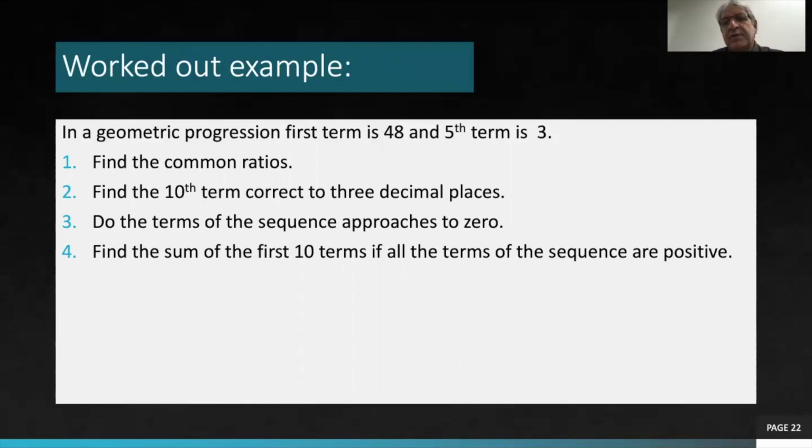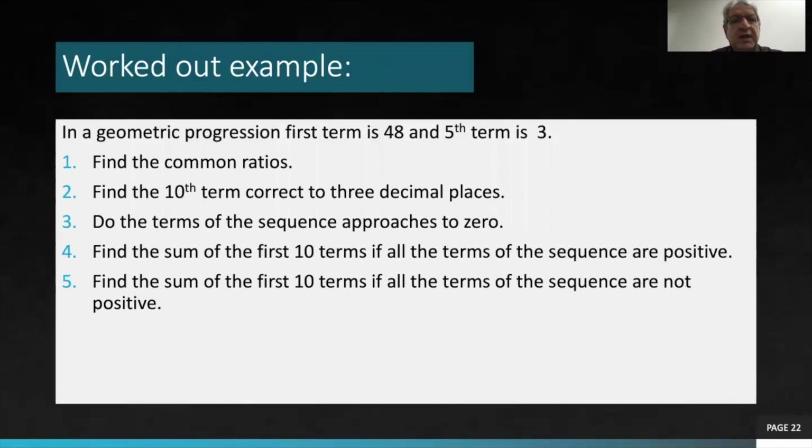if all the terms of the sequence are positive. Then find the sum of the first 10 terms if all the terms of the sequence are not positive. Okay, let's go for the solution.